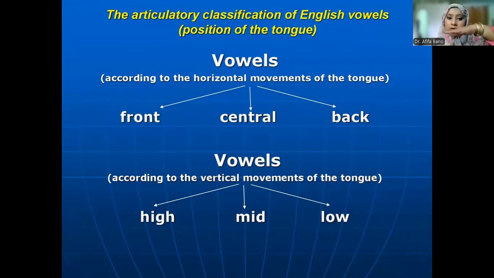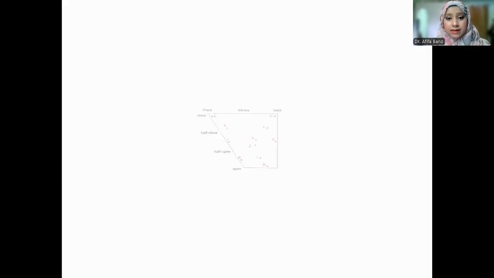Now, vowel sounds are actually classified according to the movement of the tongue horizontally and vertically. Horizontally, we see whether the front, central, or back part of the tongue is used. Suppose this is your tongue: horizontally there is the front position, central position, and back position. Vertically, we see whether it is high, mid, or low, how much it is touching the upper palate of the mouth, and then accordingly the sound is described and classified.